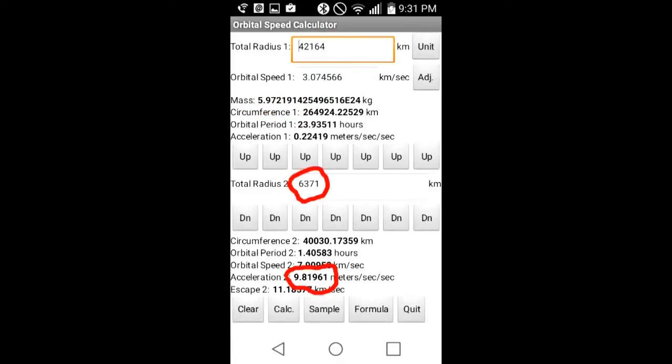Now, once an orbit is known as above, radius 2 can be calculated at whatever altitude you choose, in this case 6,371 kilometers, the average distance from the center of the Earth. This is where we see that 9.8196 is the acceleration at the Earth's surface. Translated into feet, this is 32 feet per second.